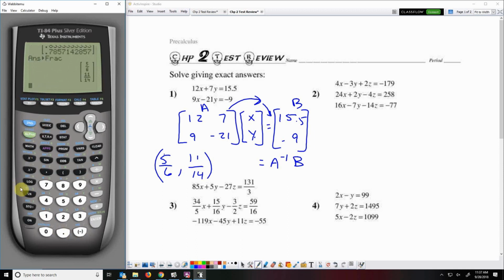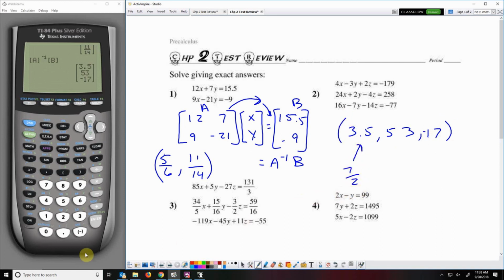Okay, so I quit matrices. I'm back to the home screen. Matrix 1 inverse times matrix 2. Okay, I've got a decimal there, and I can call that 7/2 if I want. What it is, it's an exact value. So 3.5 is fine. 53, negative 17 are my x, y, and z values. So this one I could put in 7/2. I can get that easily by doing math, enter, enter. It gives me that fraction.